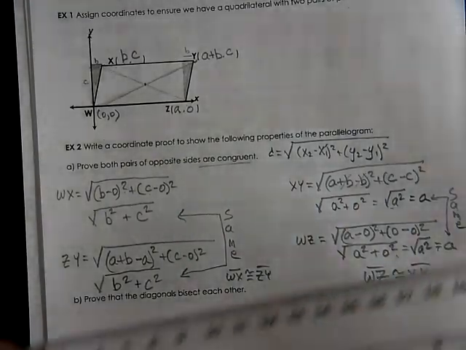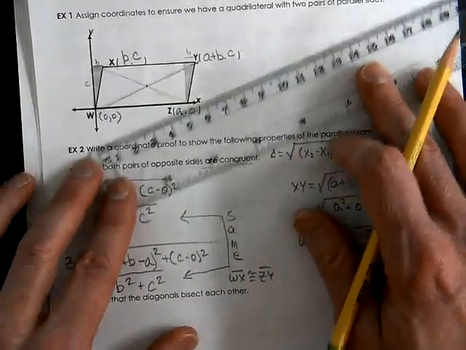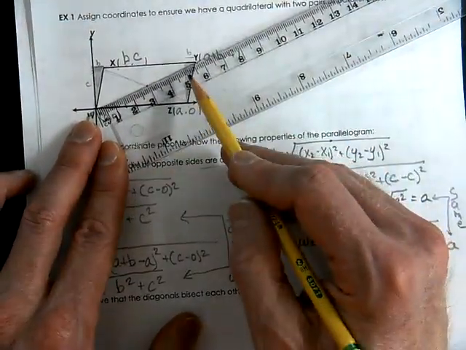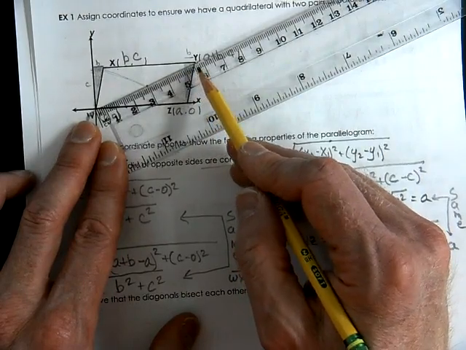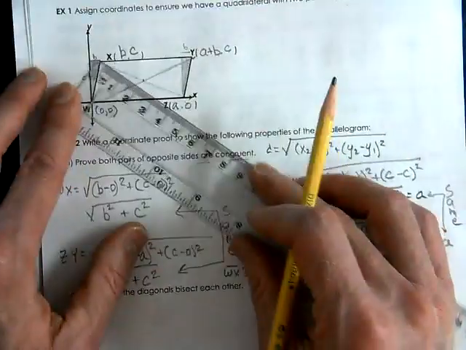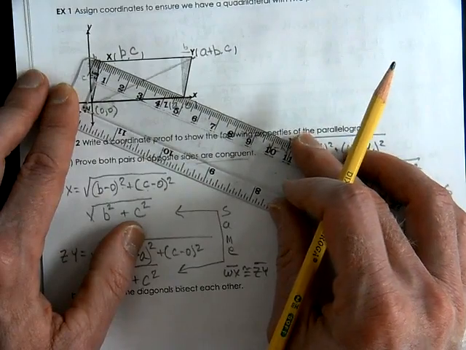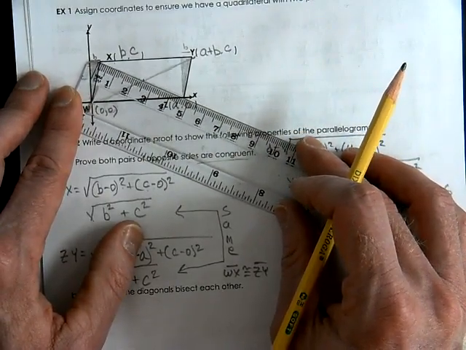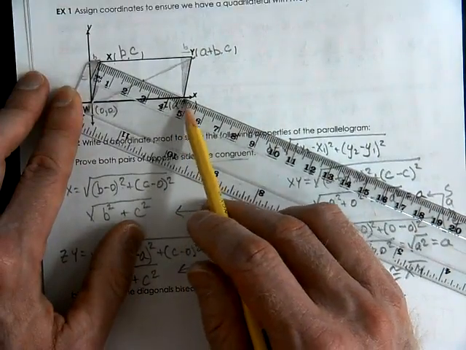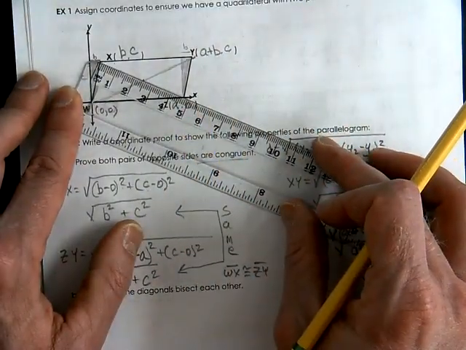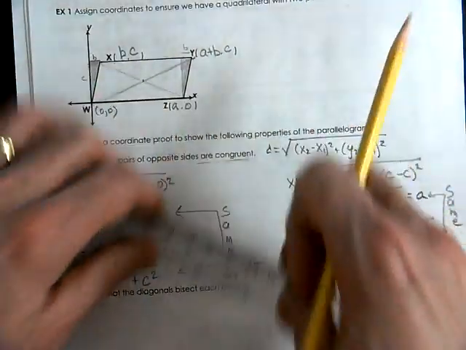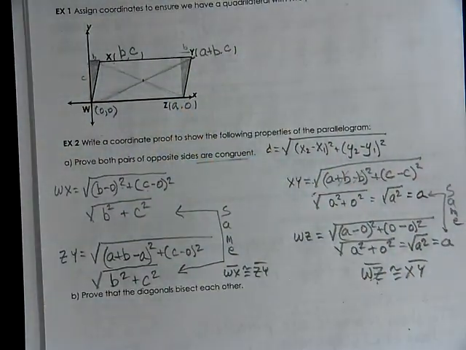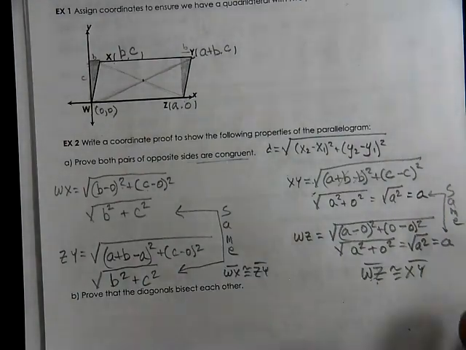Notice that these diagonals are not the same length. This one is just over 1.5 centimeters. This one is just over 4.5 centimeters. So they are not the same length, but they can still have the same exact midpoint. Let's see if that happens.